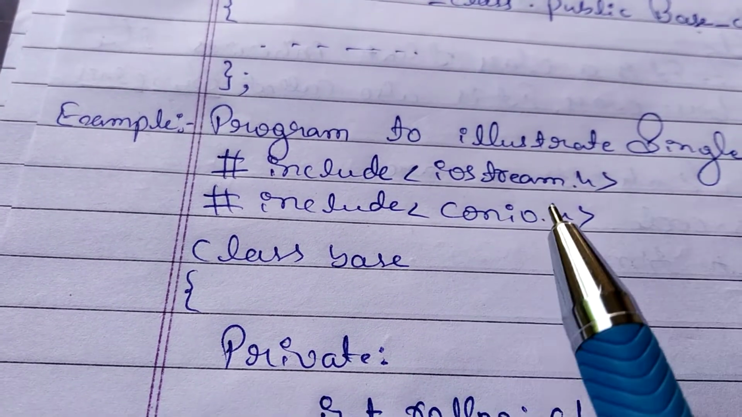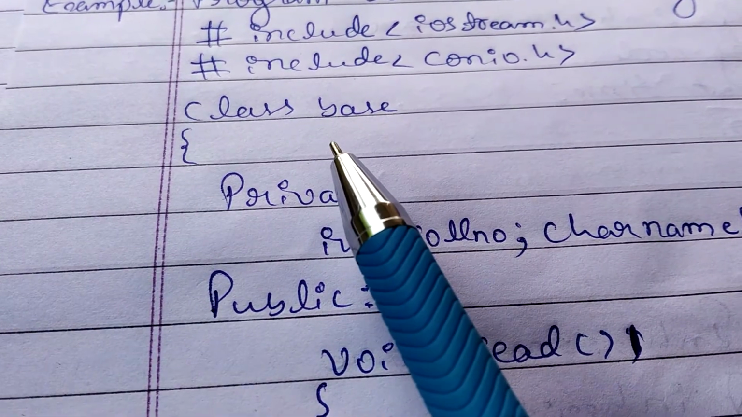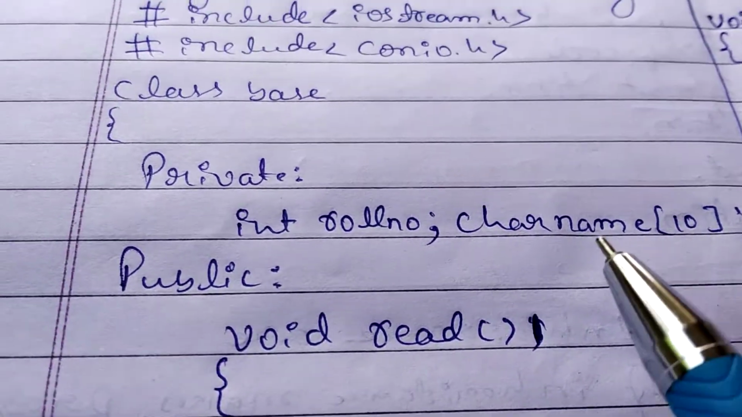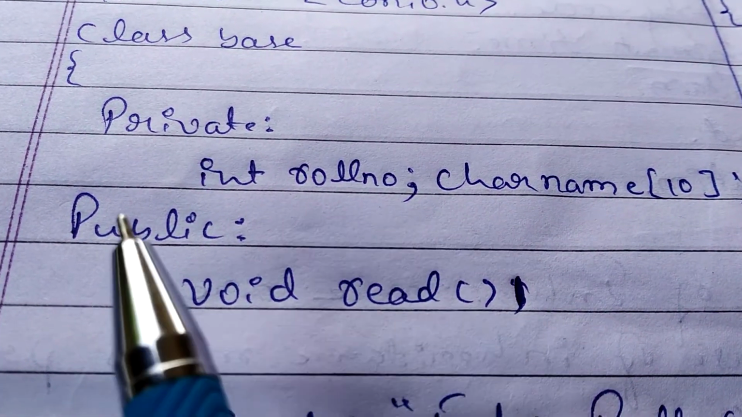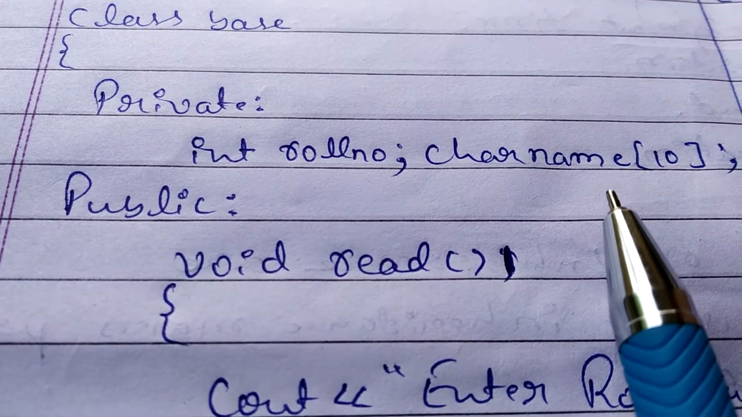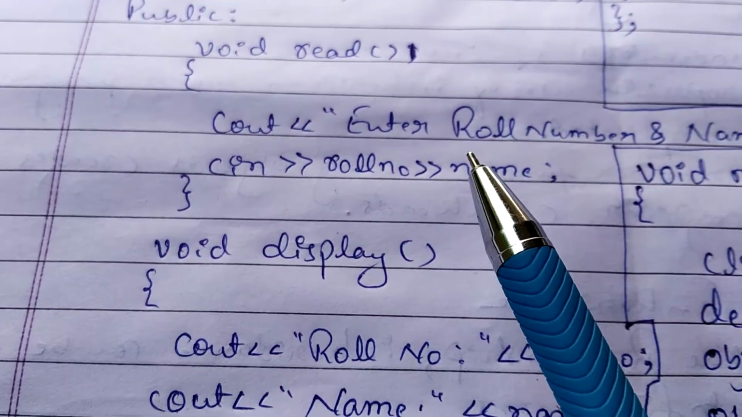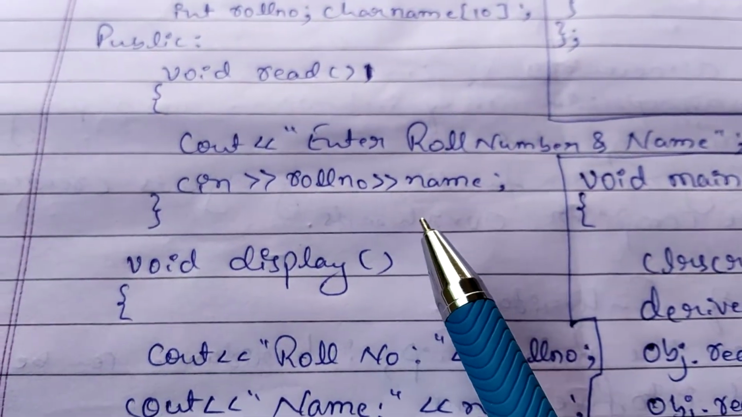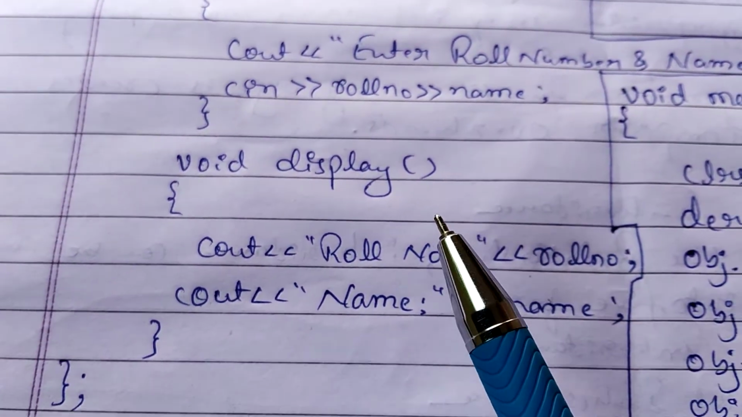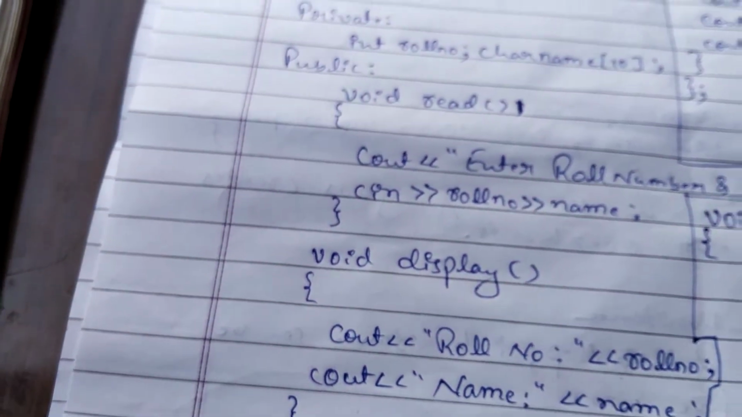#include iostream, then conio.h header files I have written. Base class I have taken as a class. Class name I have taken base, private, int roll number and char name. Data types int and char, here variable roll number, here array variable name. Then public void read method I have written. Enter roll number and name. Here it will accept roll number and name. Next, the display method will display roll number and name. That's all in the base class.